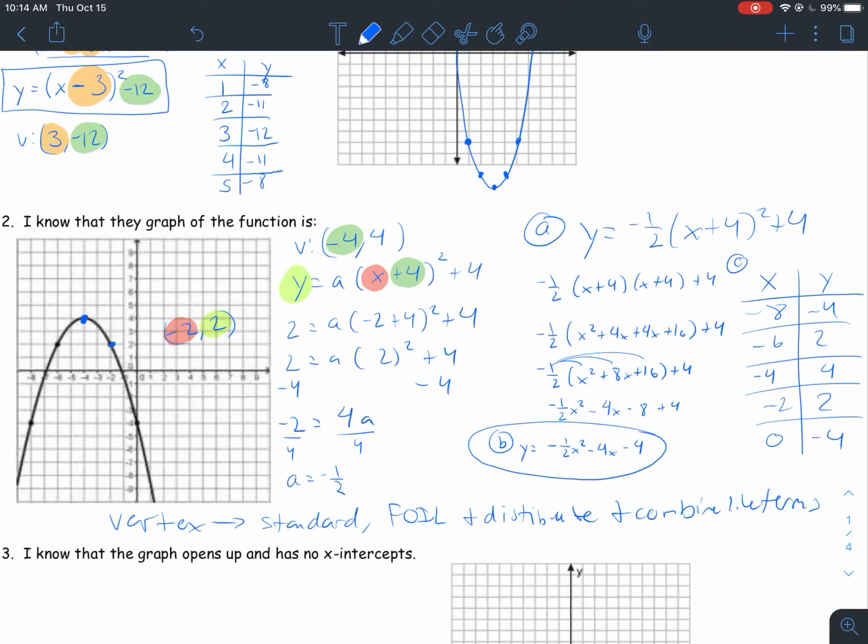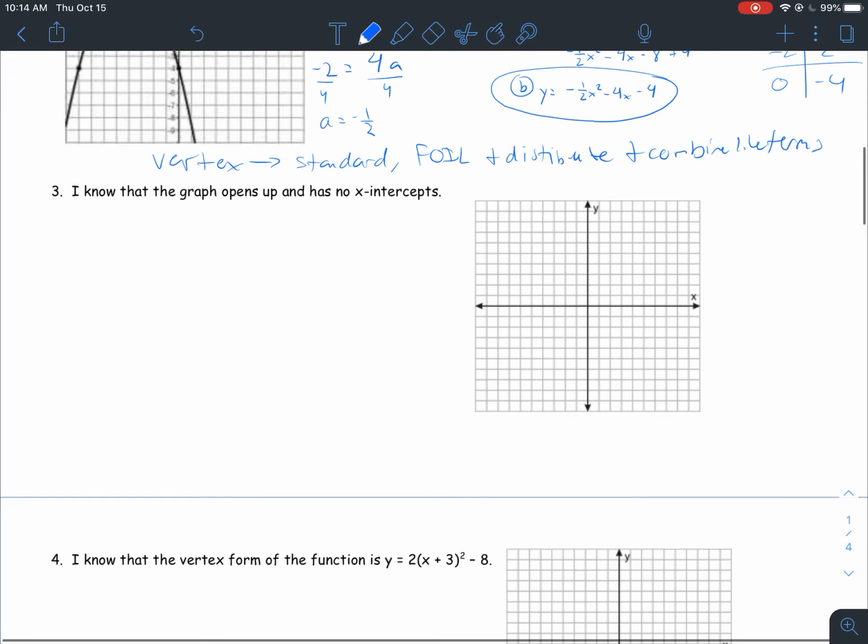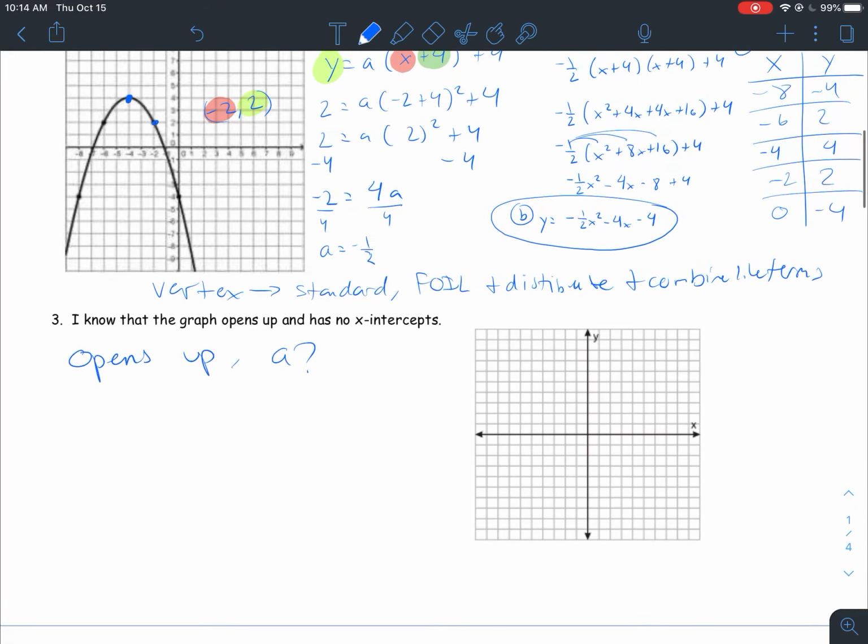All right, so for the next one, we've got number 3. So it says, I know the graph opens up and has no x-intercepts. Okay, so they didn't actually give us a ton of information, but there's a couple things we can learn from this. If it opens up, what can you tell me about A? Think about it. If the graph opens up like a cup, what can you tell me about A?